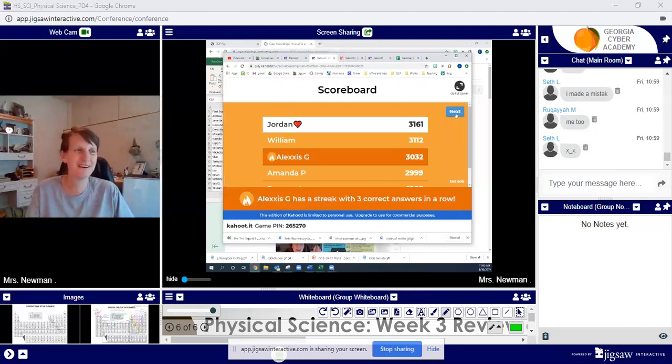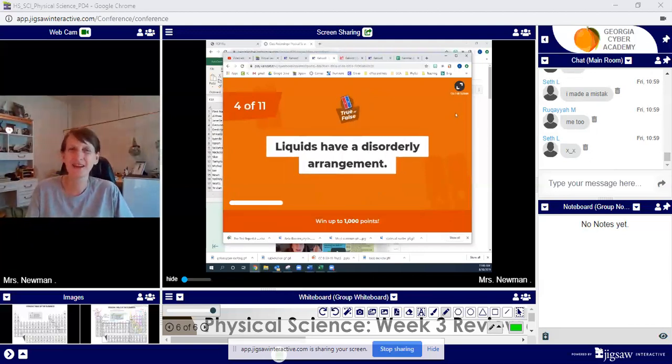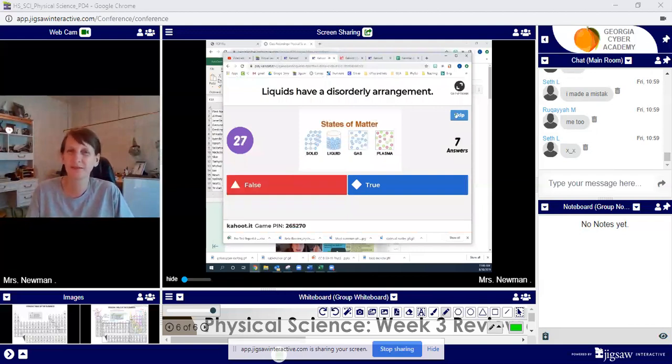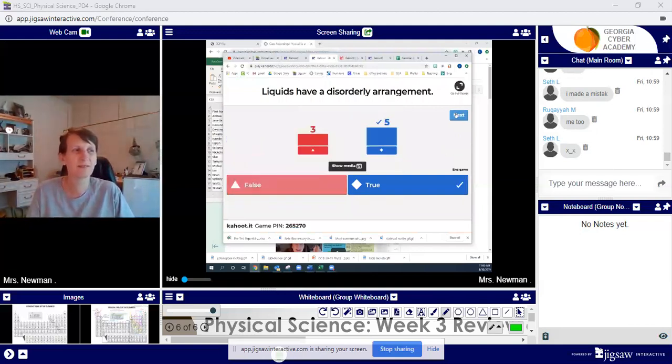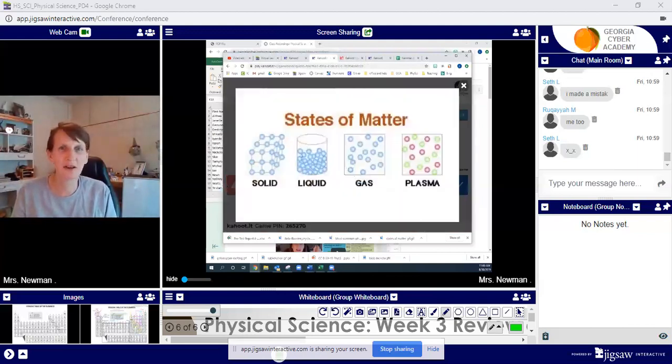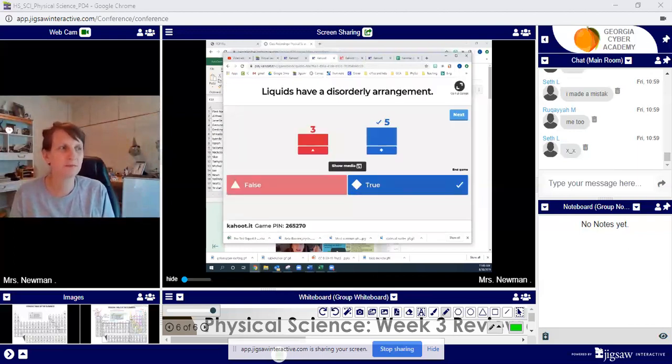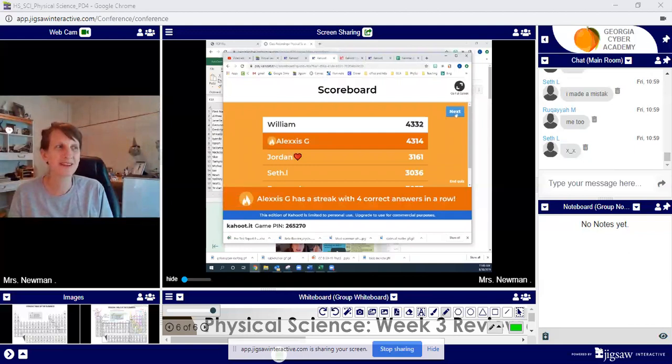Alexis is on fire. True or false, liquids have a disorderly arrangement. And that is true. Remember that cat in the bowl? It was all sloshing around. So disorderly arrangement. I can show you the media as well. You see how a liquid is not ordered, whereas the solid is in that crystalline kind of pattern. Ooh, Alexis, you're moving up. And William has taken over.